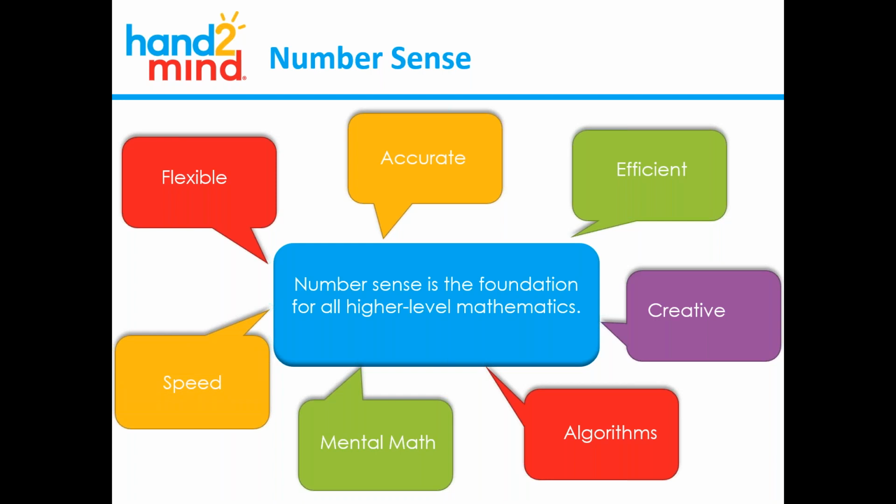And then this idea of speed. Please make sure you understand, I am not talking about timed tests. I'm not talking about how quick they are. What I am talking about is that they are able to pick out a strategy for those numbers. They're able to see the relationships quickly, so they can see the relationship and they know what strategy they're going to use. So these are all different ways of what number sense looks like.